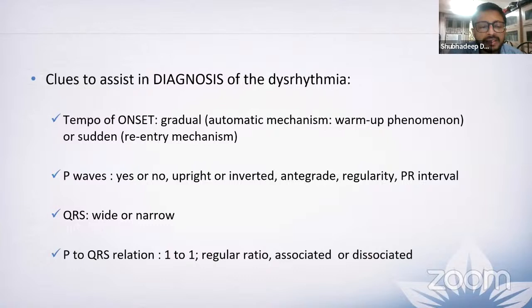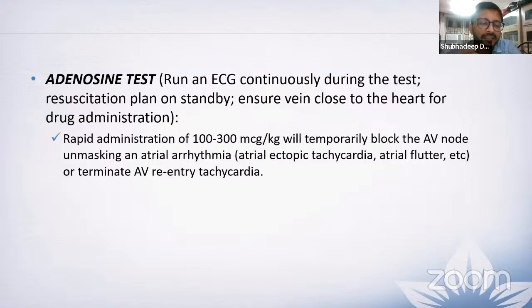Number two, you can have a look at the P waves: whether all your QRS complexes are preceded by P waves, and if so, whether they are sinus P waves. Sinus P waves are upright in leads 2, 3, and AVF, or whether these are not sinus P waves, where the P waves could be of different morphology, which is typical of AET. Then your QRS complex, whether it is wide or narrow. And then your P to QRS relationship, whether you can actually identify your P waves or whether you have a dissociated rhythm. And then another clue would be an adenosine test.